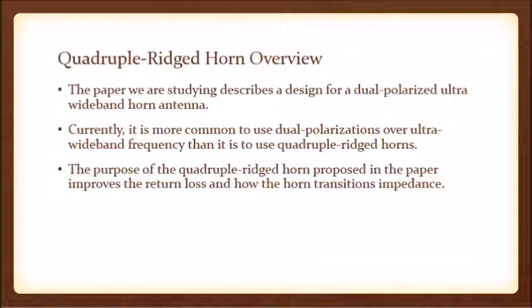Right now, it is more common to use dual polarizations instead of quadruple-ridged horns. The purpose of the quadruple-ridged horn proposed in the paper improves the return loss when the horn adjusts the impedance of the electromagnetic waves to the impedance of space.